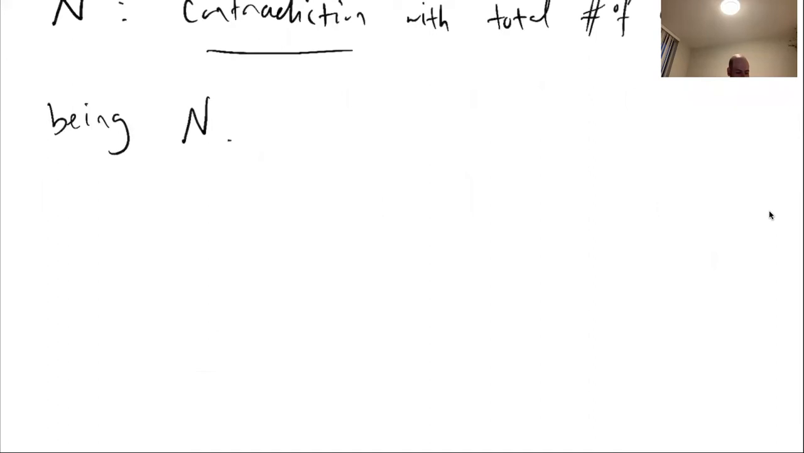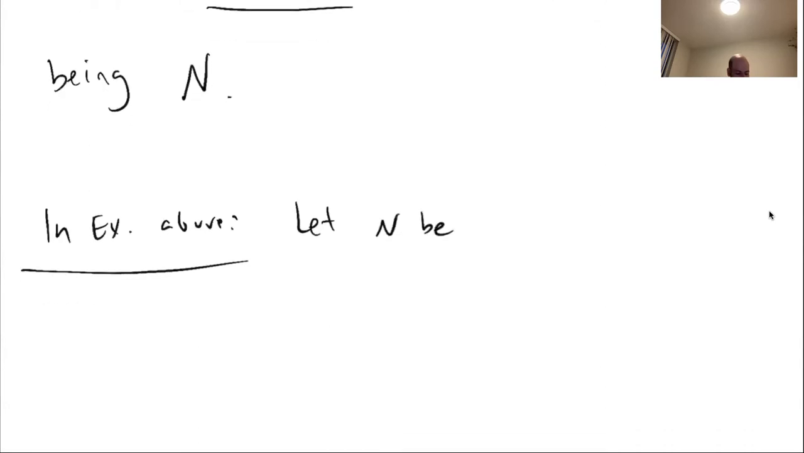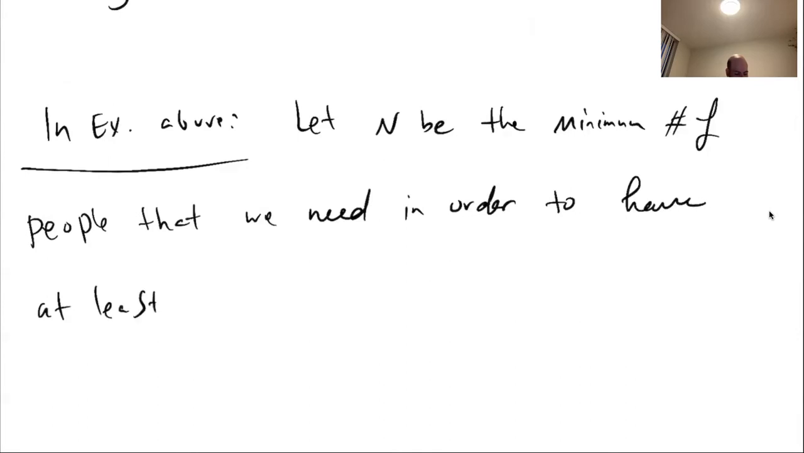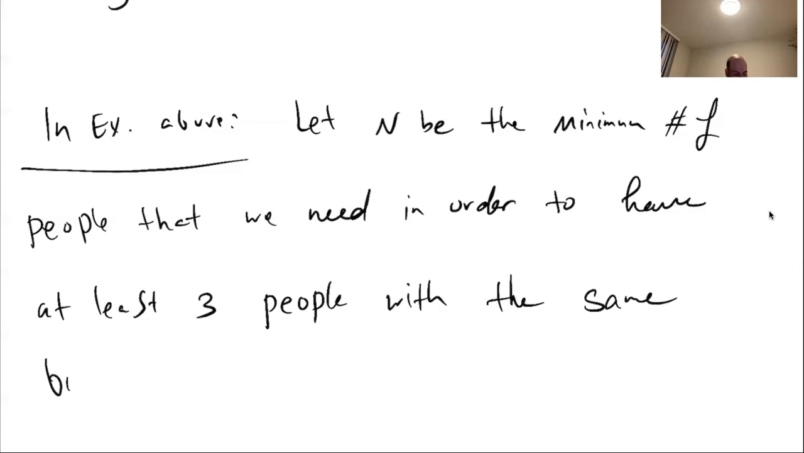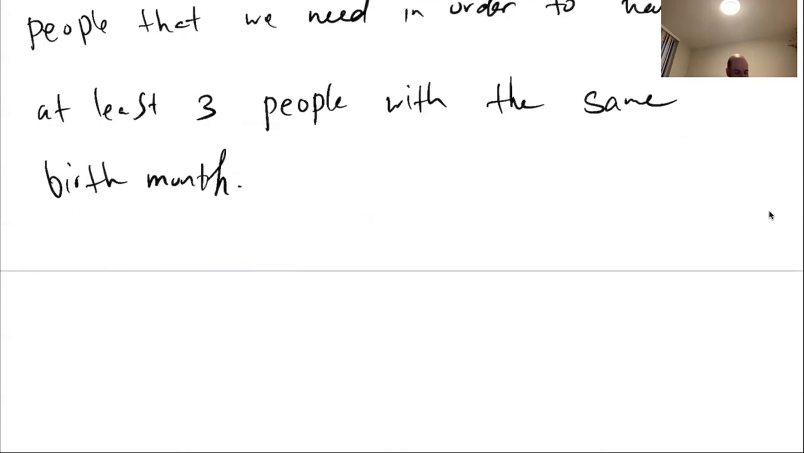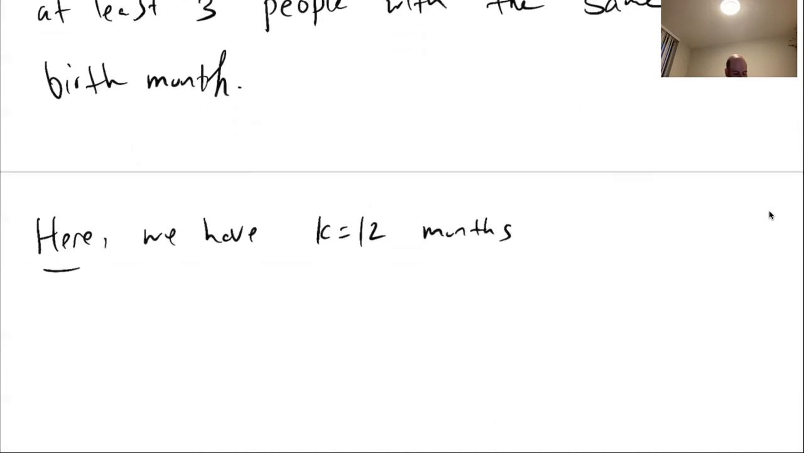So now let's look at the example above. We finished the proof. In the example above, let N be the minimum number of people that we need in order to have at least 3 people with the same birth month. So here, how many boxes do we have? Here we have k equals 12 months, and n people.